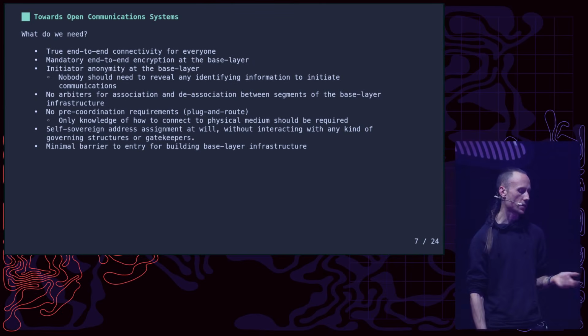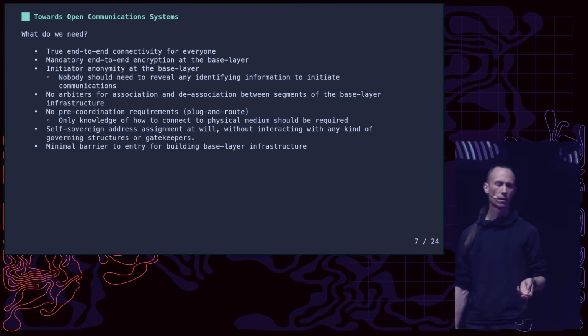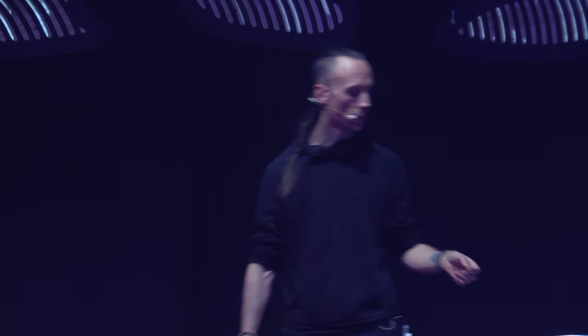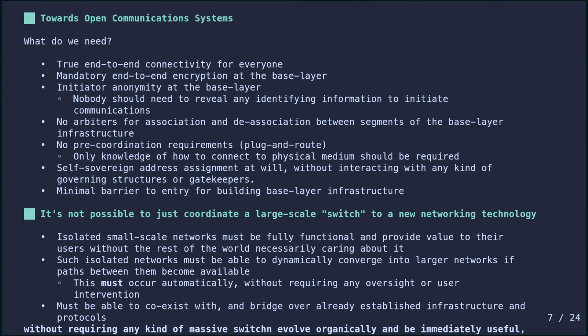We also need self-sovereign address assignment at will, without interacting with any kind of governing structures or gatekeepers. And quite importantly, we need to lower the barrier to entry to actually create the base layer infrastructure and create the workable links over any kind of medium that we have available to us. And right now, it's not realistically possible in any way to coordinate some kind of massive shift away from IP-based networks. And it's not really desirable to do that anyways, because we have lots of good systems and lots of important systems that run on top of these networks. And there's no point in throwing that out.